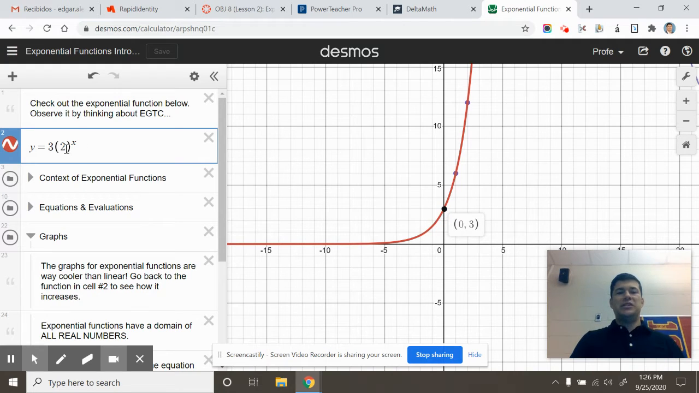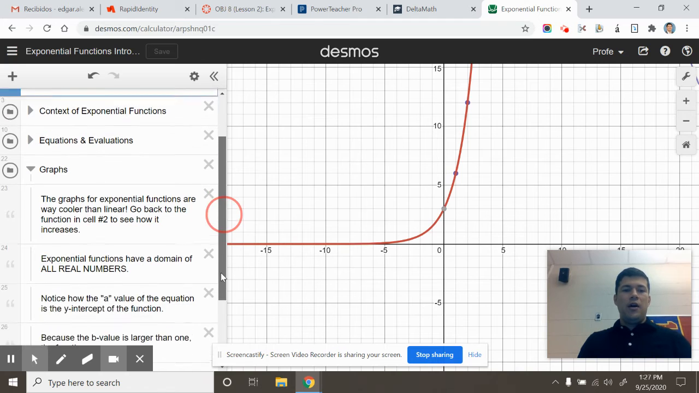And the 2 is basically saying that my function is going to grow by 100% because 2 minus 1 is 1, or 100%. Also, you can tell that it is going to be doubling your output every time. So for example, at 0, your output is 3. At 1, your output is 6. And at 2, your output is 12. So you're doubling.